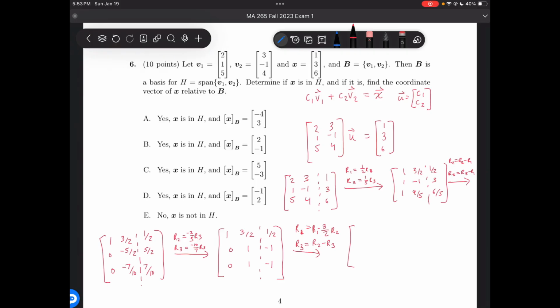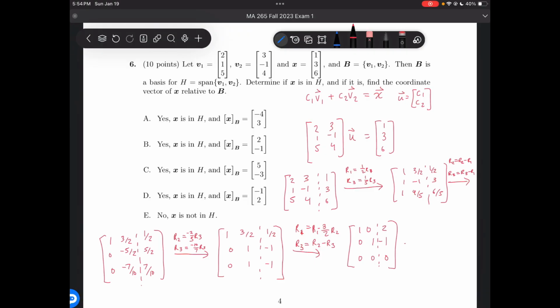Okay, so then I get 1, 0, 2, and 0, 1, negative 1, and then 0, 0, 0. So now this is in reduced row echelon form. We can tell because the first non-zero element in each row is a 1, which is our pivot. There's also only one pivot in each column, so there's 1 here and 1 here.